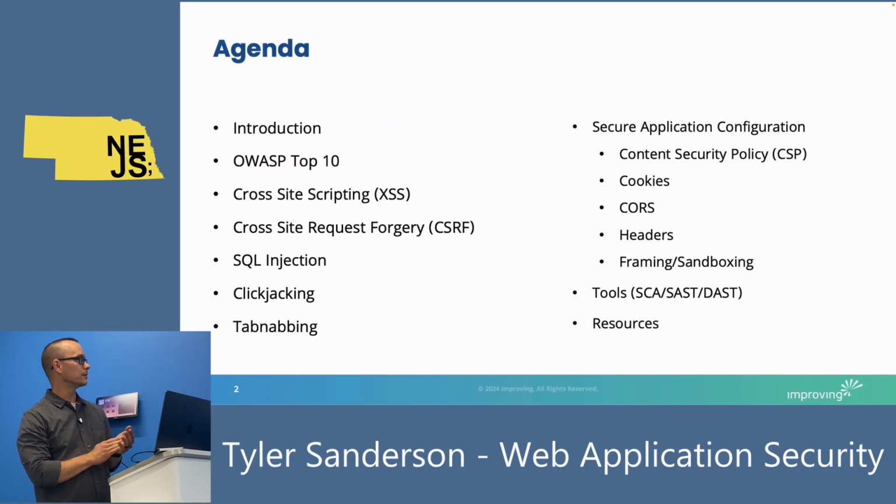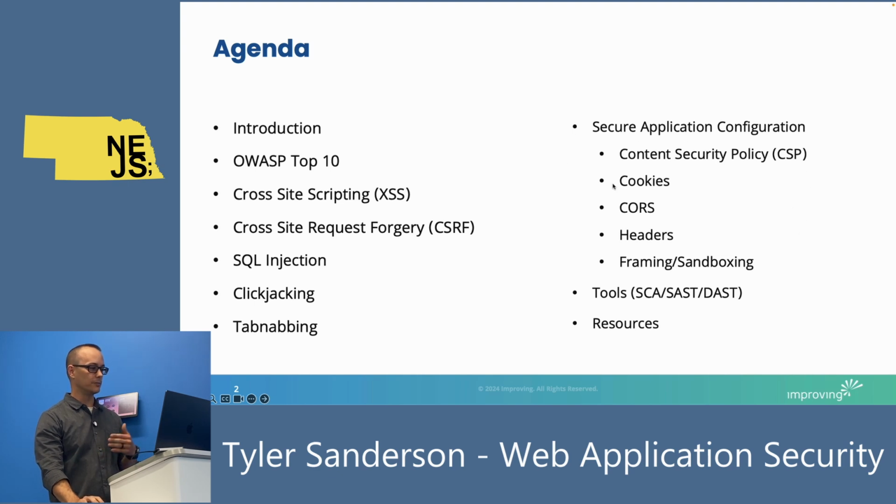So here's my agenda. Go over the OWASP top 10 list, what that is. I picked 5 specific vulnerabilities that we'll look at at a high level: cross-site scripting, cross-site request forgery, SQL injection, clickjacking, tab nabbing. We'll look at how they work at a high level, and then we'll really focus on how to prevent these. Because really the meat of what we're talking about is secure application configuration, how do we secure our apps.